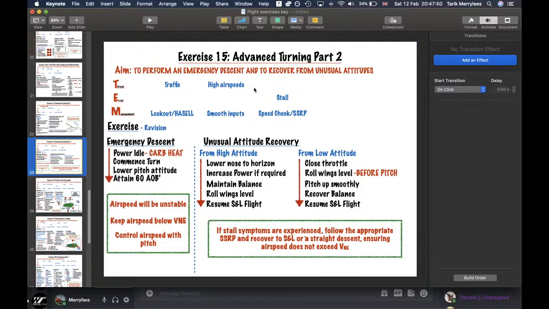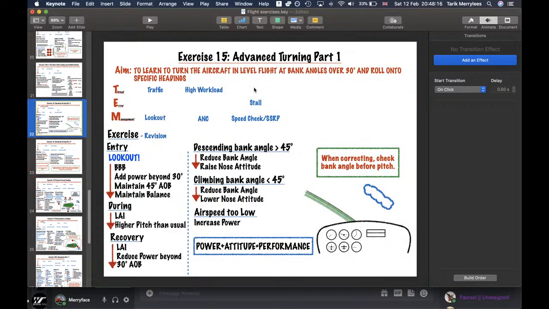If it's practical, we'll practice unusual attitude recoveries. High attitude is nose then roll. Low attitude is roll then nose. Okay? And that will take a while to get used to, and that's okay. We can take our time to practice these as necessary. And throughout these exercises, if we hear the stall horn, we perform the standard stall recovery procedure.